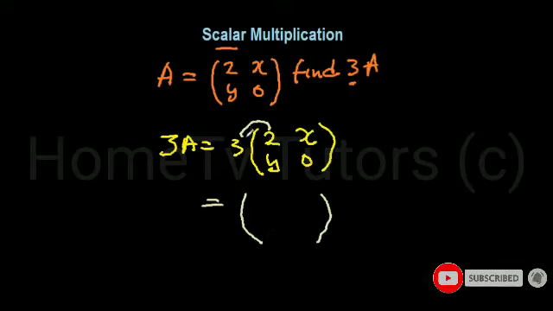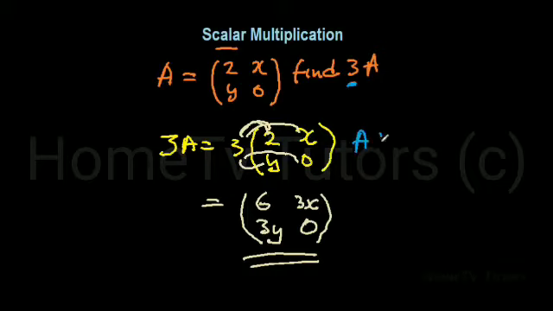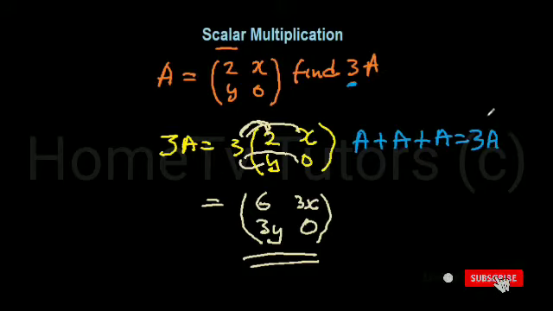So now we have 3 times 2, which will give us 6. 3 times x will give us 3x, 3 times y will give us 3y, and 3 times 0 will give us 0. So this is the resulting matrix. Always note that scalar multiplication is simply repeated addition, because if we add matrix A plus matrix A plus matrix A, it will be equal to the number 3, which is the scalar, multiplying the matrix A. Good.